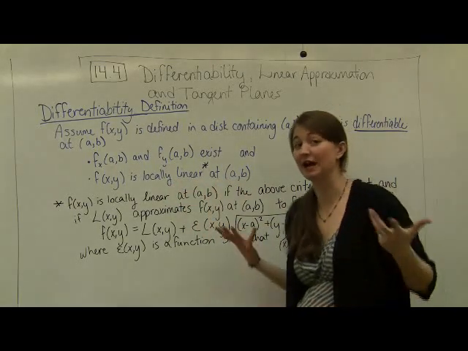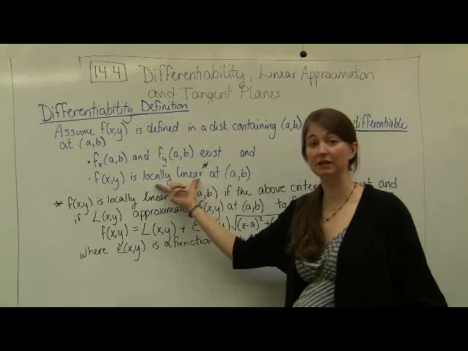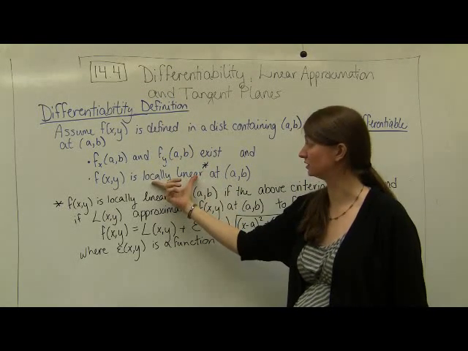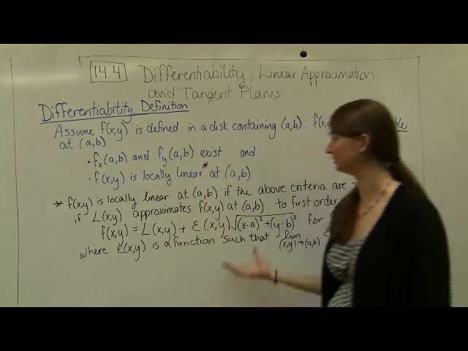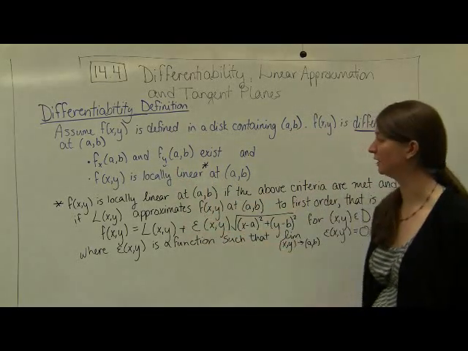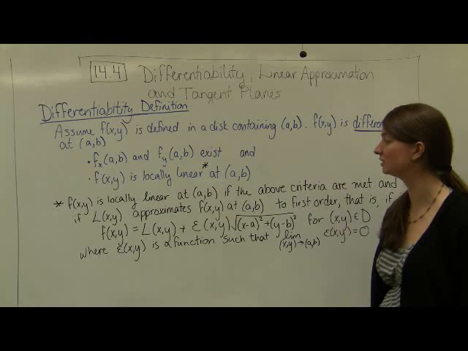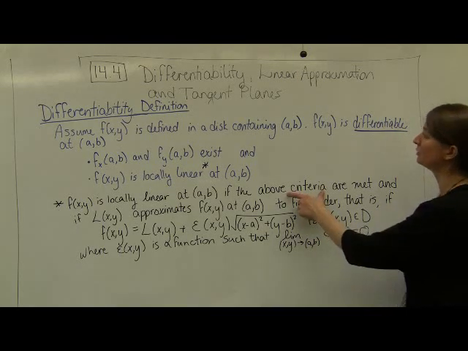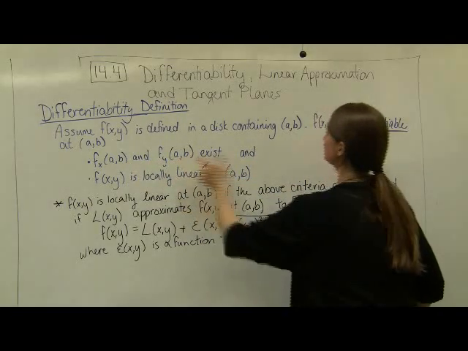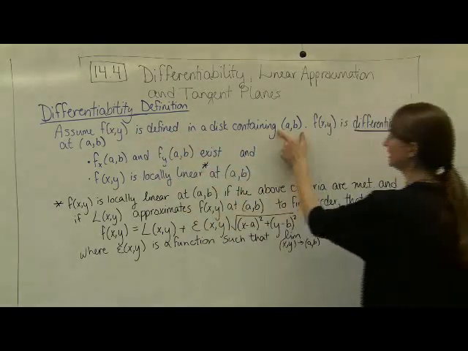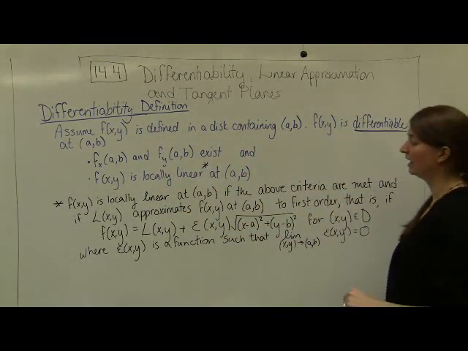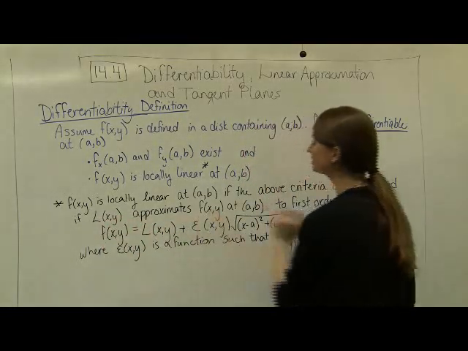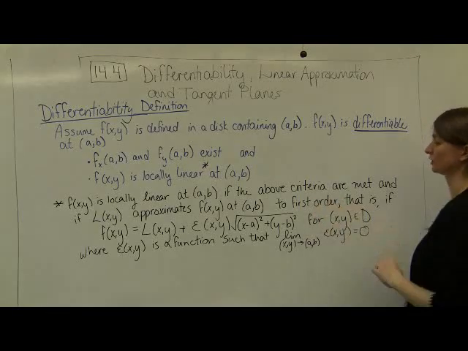And you're dying to know, well, what does it mean to be locally linear, Carolyn? This is a pretty useless definition if I introduce this term that you've never heard of before. So here it is, written in black below. We say that f of x, y is locally linear at a point (a, b) if the above criteria are met, meaning that these partials exist and that our function is defined on some disk, and that our linearization approximates our function to first order.